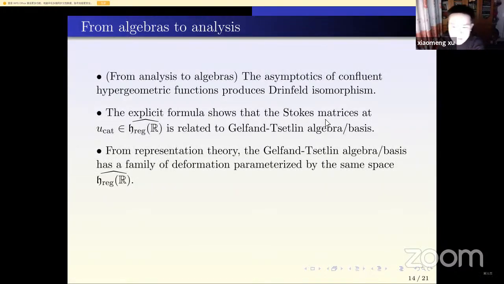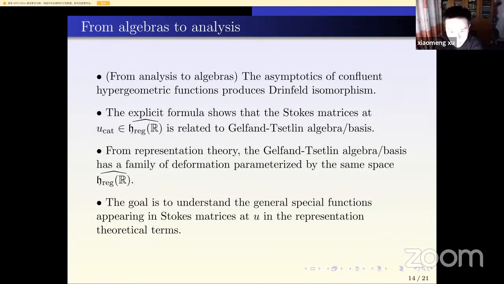But somehow the Gelfand-Zeitlin algebra or basis has a family of deformations parametrized by the same space, the compactified regular Cartan space, the so-called eigenvalues of shift of argument algebras. Now recall that the quantum Stokes matrices are parametrized by the compactification of the regular Cartan. Therefore, we have a family of maximal subalgebras of UGUN parametrized by the same space.